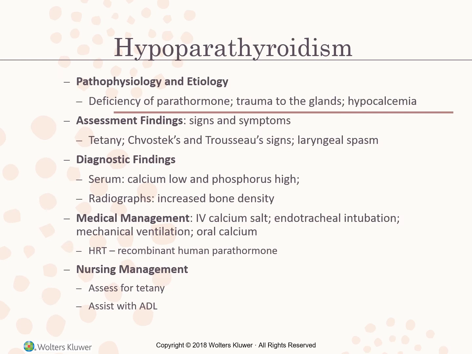Hypoparathyroidism is a deficiency of parathormone that will result in hypocalcemia. Hypocalcemia affects neuromuscular functions, and it causes hyperexcitability, resulting in spastic muscle contractions and paresthesia. Paresthesia is abnormal sensations. Now, the most common causes of hypoparathyroidism are trauma to the glands and inadvertent removal of all or nearly all these structures during a thyroidectomy or parathyroidectomy.